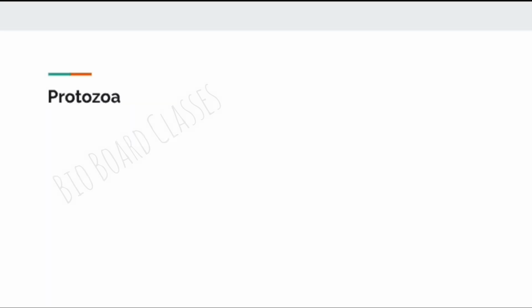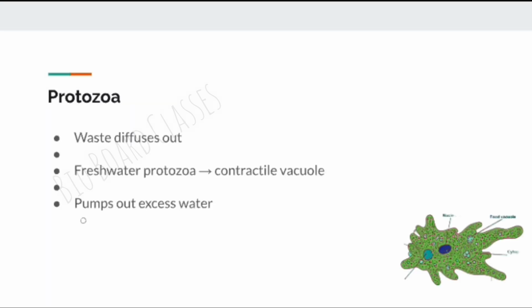In protozoa, like amoeba, waste products simply diffuse out, but in freshwater forms, water constantly enters the cell by osmosis. To deal with this, they evolved contractile vacuoles, little pumps that expel excess water. As we move to multicellular organisms, diffusion alone is not enough.